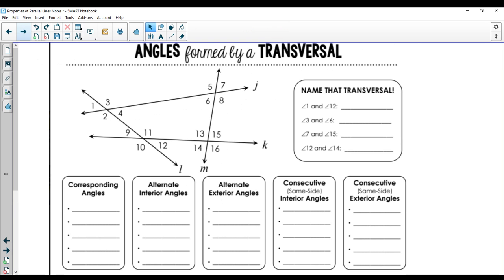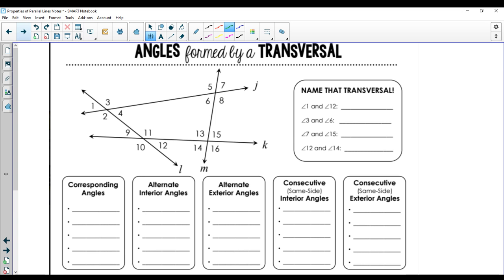All right. There's a lot going on here. We're going to start at the top with this little box that is named that transversal. Okay? And it's very important, especially for later on down the road in this unit. You have to be able to name a transversal. Okay? And how you do that is you look at the pair of angles that you're given. Okay? So let me show you what I'm talking about.